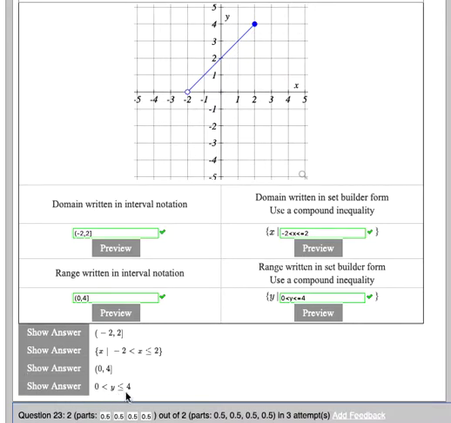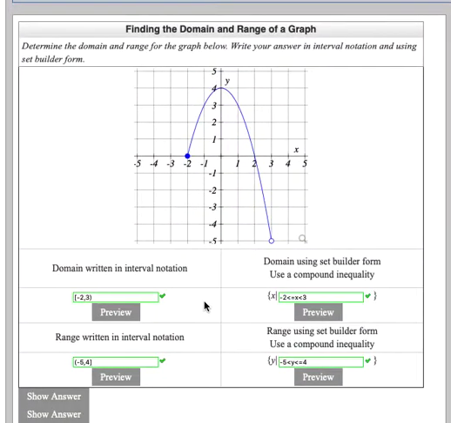And then for the range, we're going to go from 0, but not inclusive, so that's the lowest our graph goes, up to 4 inclusive, that's the highest our graph goes. And again, the way that this reads is 0 is less than y, which in turn is less than or equal to 4. So the y is staying between 0 and 4. So that's the same thing for this one.